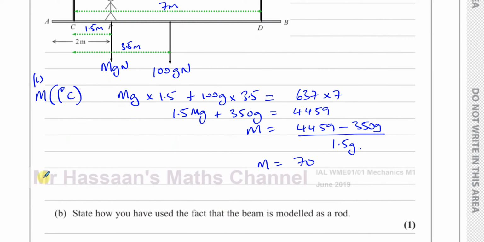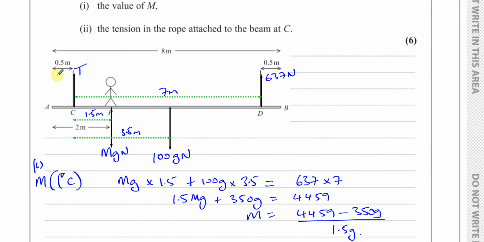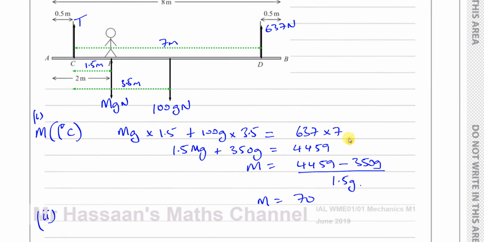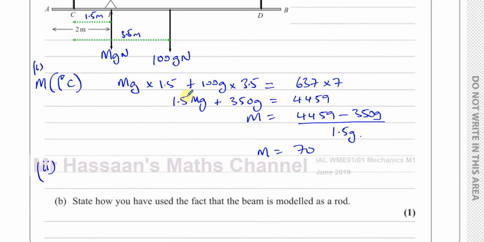And then part 2 says we've got to find the value of the tension at C. So we've got to find this T. Now, once we've found what m is, we can find what T is very easily. We could take moments about another point if we wanted to, and that would be perfectly fine. However, what will be easier here is you can just use the fact that this is in equilibrium, so the forces acting up and down balance each other out.